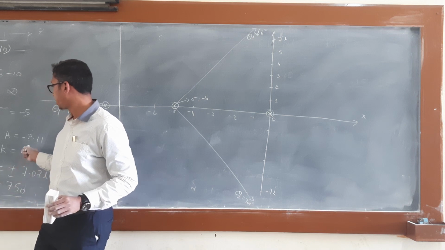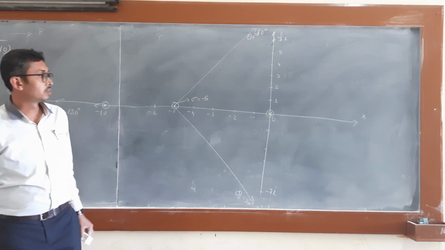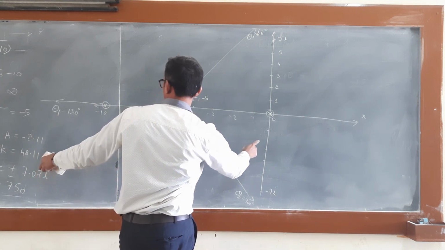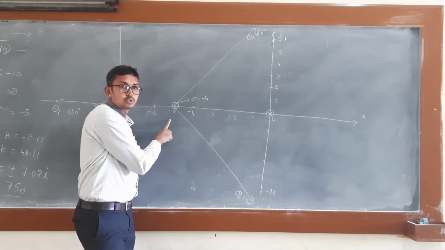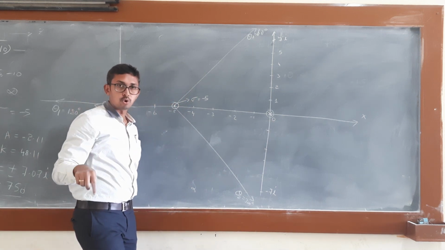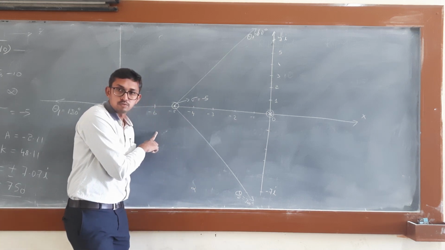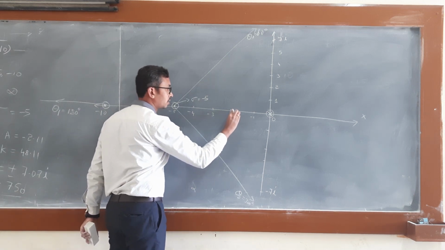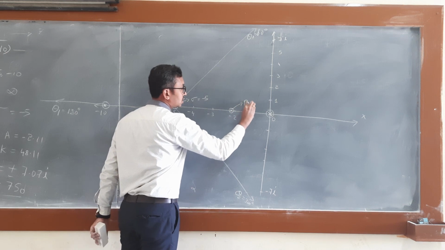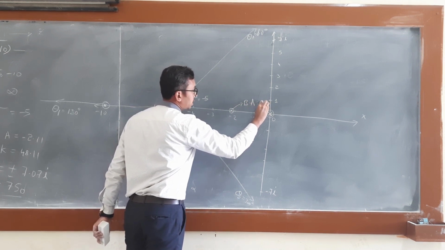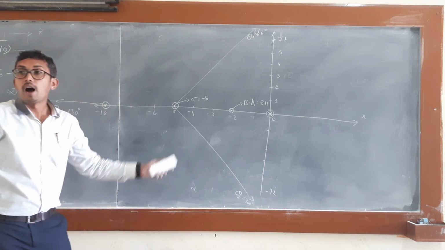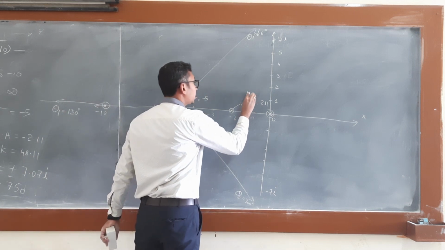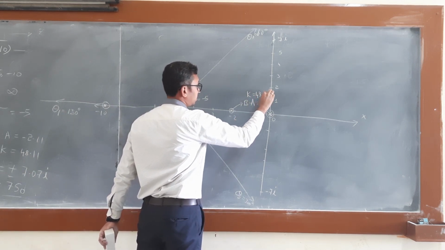So the next step, that is the breakaway point. How much is the breakaway point? Minus 2.11. See, between 0 and minus 5. So from the prediction, we found out that there is a root locus between 0 and minus 5. So what is the breakaway point? We have minus 2.1 somewhere here. So this is the breakaway point. How much? Minus 2.1. At this value, what is the value of K? K is equal to 48.1.